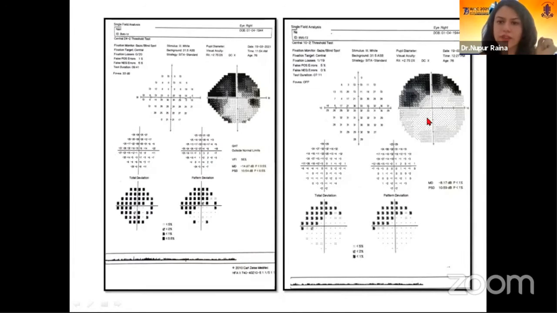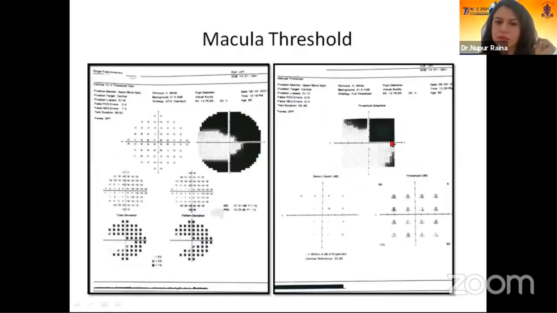Another method to check for fixation, to check whether there is a macular split or not, is by getting a macular threshold done. Here, if one of the 4 central points is a single digit number, as is seen here, with at least one adjacent value of 0, we can safely say that there is a split fixation.